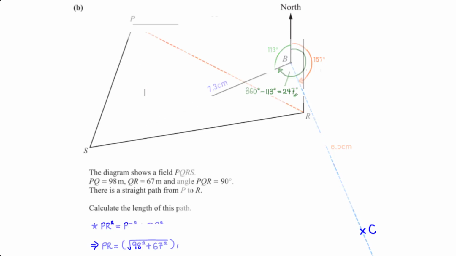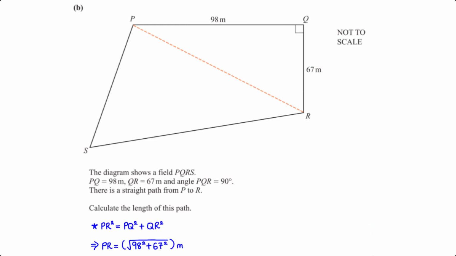The diagram shows a field PQRS. PQ equals 98 meters, QR equals 67 meters, and angle PQR equals 90 degrees. There is a straight path from P to R. Calculate the length of this path. The straight path from P to R forms the hypotenuse of the right-angled triangle PQR.